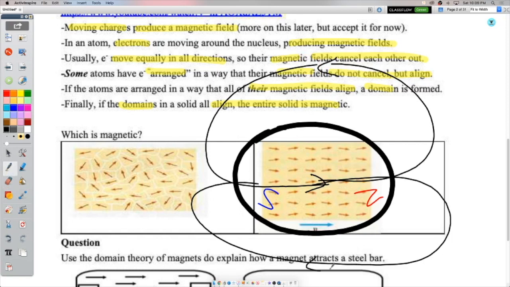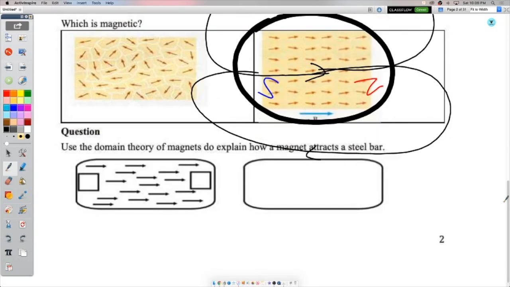Okay, so use domain theory of magnets to explain how a magnet attracts a steel bar. First thing you've got to know, steel contains iron, so that means it is ferromagnetic. It has little domains that can get aligned properly, right? So if it contains iron, it checks off the box of having the half-filled electron shells that can even allow the atom to be magnetic, and then the atoms can end up aligning so that their magnetic fields don't cancel out. So how can a magnet attract a steel bar?